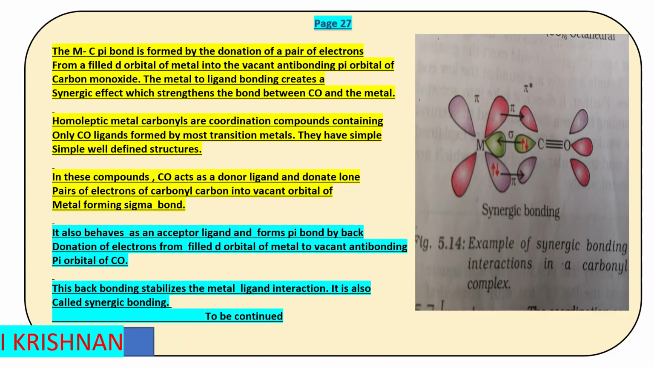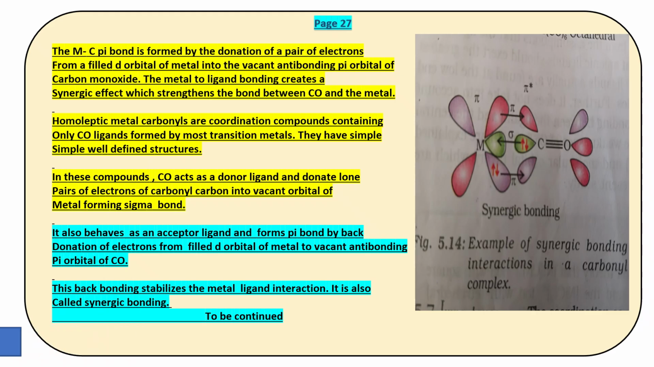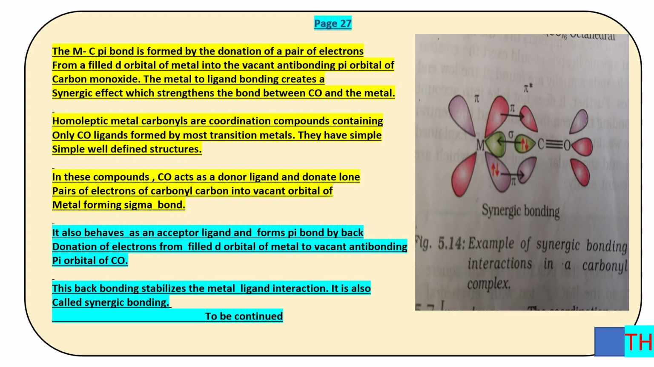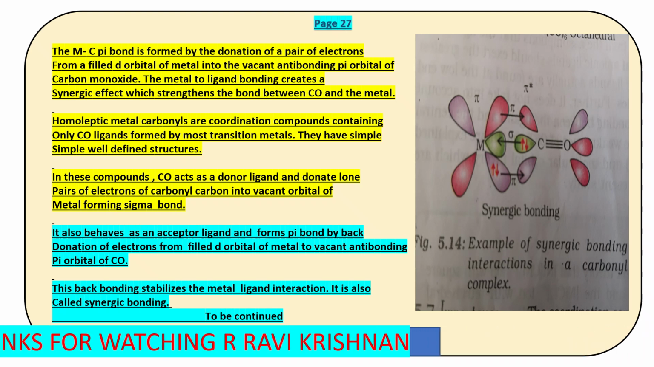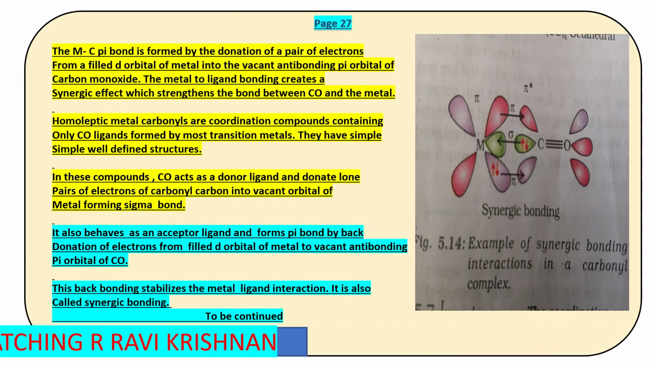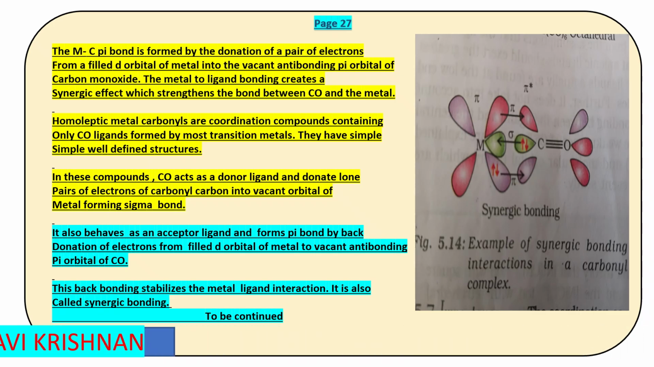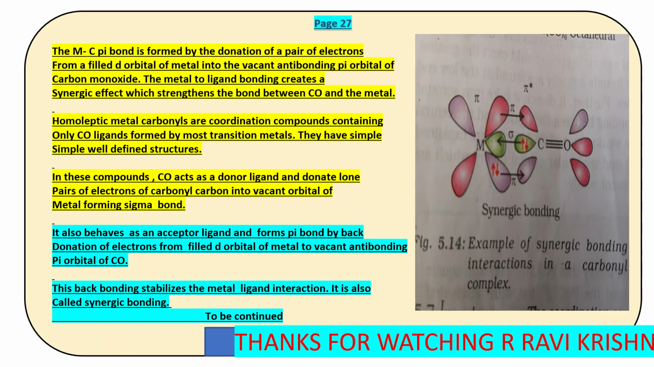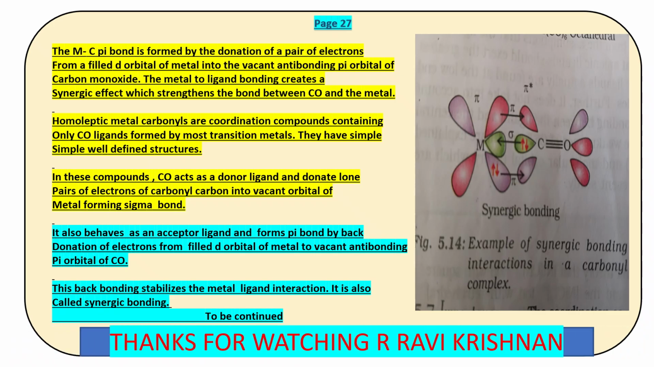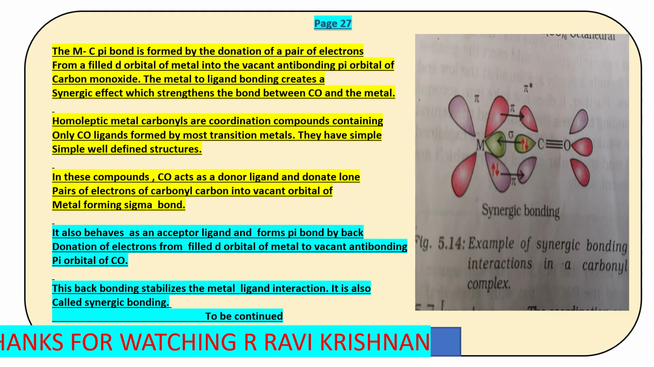Homoleptic metal carbonyls are coordination compounds containing only carbonyl ligands, formed by most transition metals. They have simple, well-defined structures. In these compounds, carbonyl acts as a donor ligand and donates a lone pair of electrons of the carbonyl carbon into a vacant orbital of the metal, forming a sigma bond. It also behaves as an acceptor ligand and forms a pi bond by back donation of electrons from filled d orbitals of the metal to the vacant antibonding pi orbital of carbonyl. This back bonding stabilizes the metal-ligand interaction. It is also called synergic bonding.